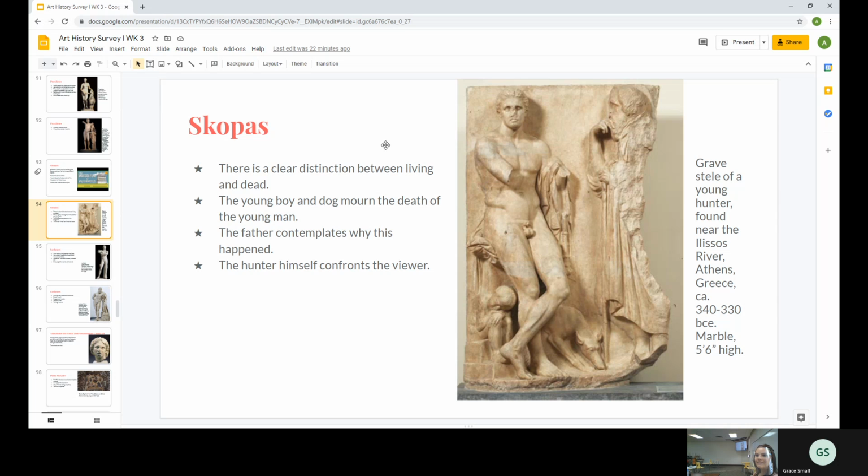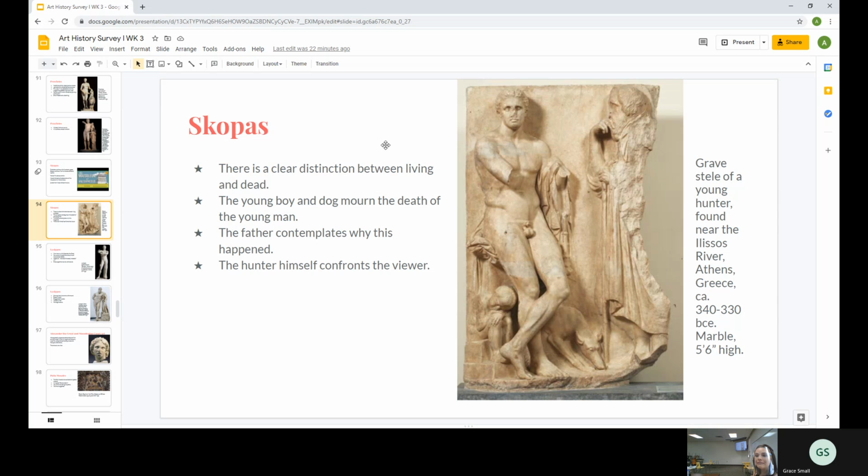Some people believe that this is similar to what Scopus's sculptures looked like, though. This is a grave stele. Scopus said he did full in the round sculptures, though not like this. This is a relief sculpture.